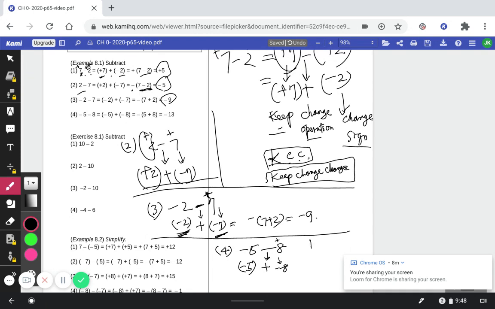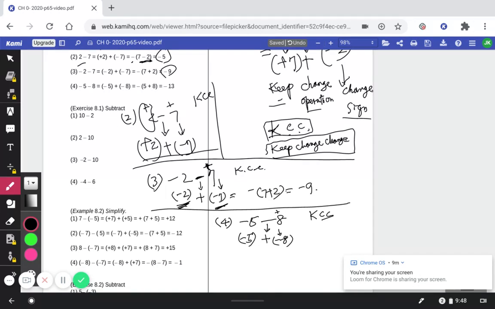So you do keep change. And now you do the addition rule. Do you have the same sign or a different sign? Well, you have the same sign. So you add 5 with 8.